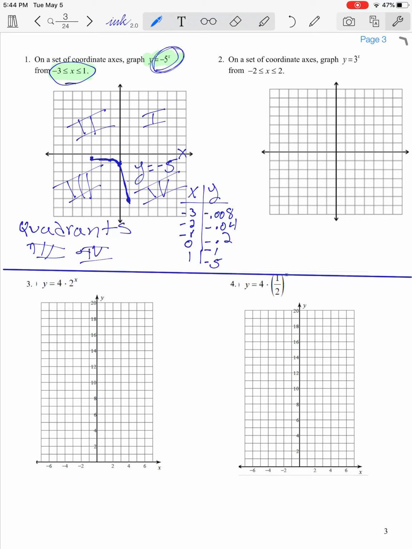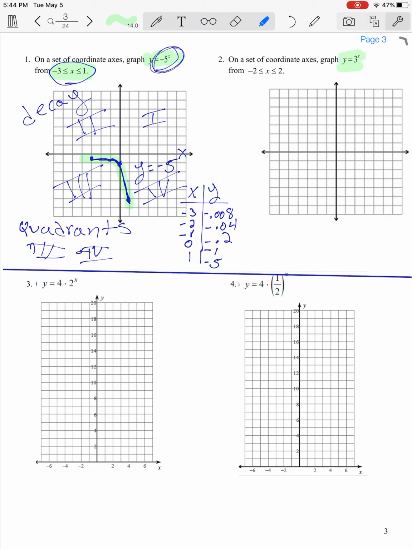3, 4. Let me ask you one more question. Is it growth or decay? Decay. We read from left to right, and this is going down. Good?